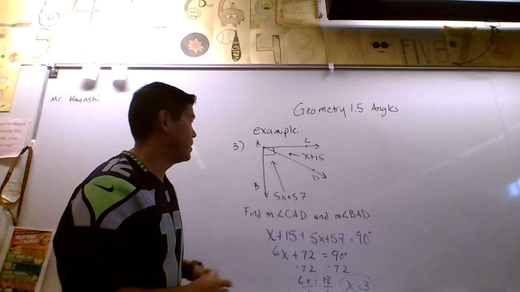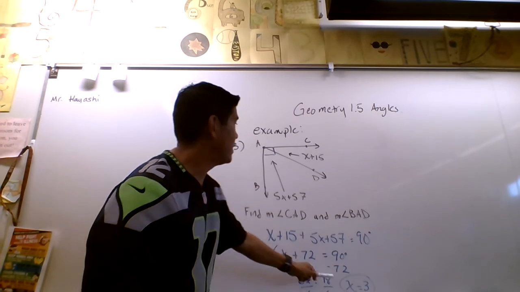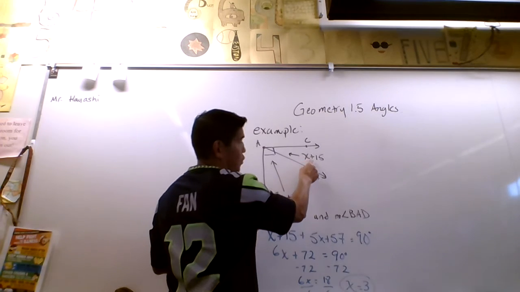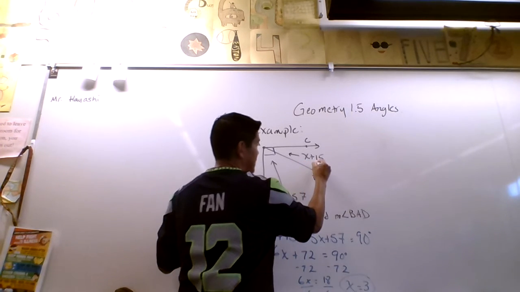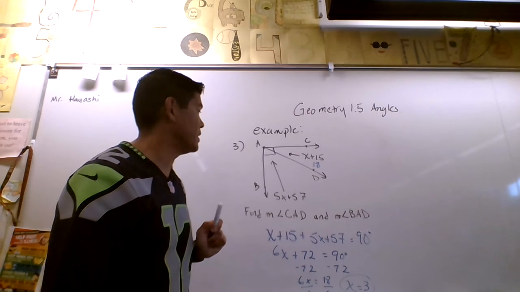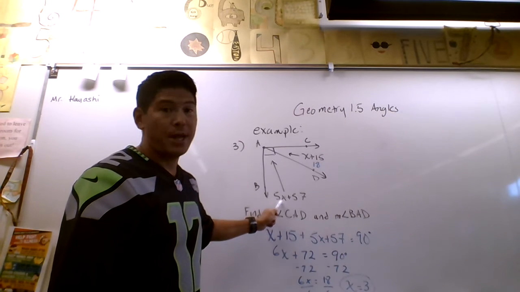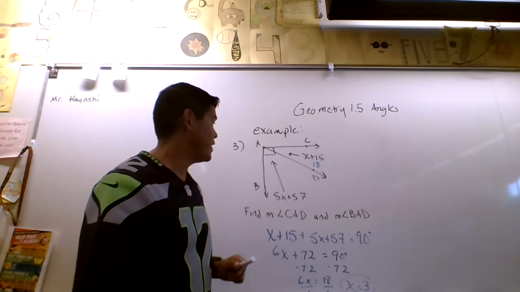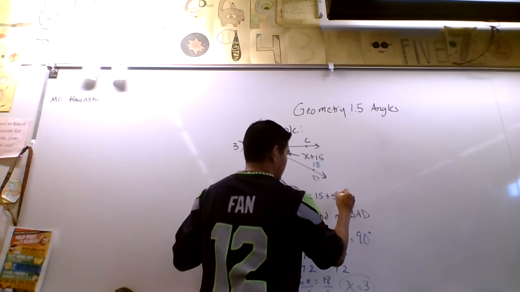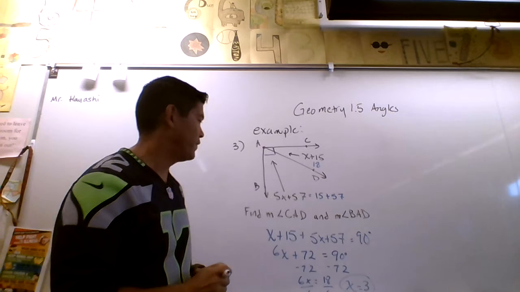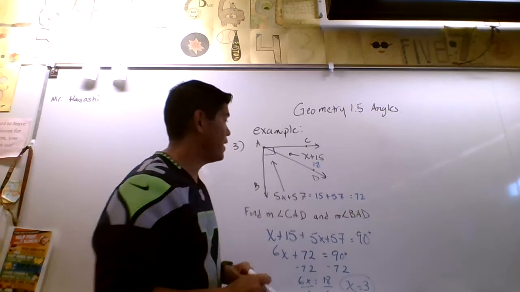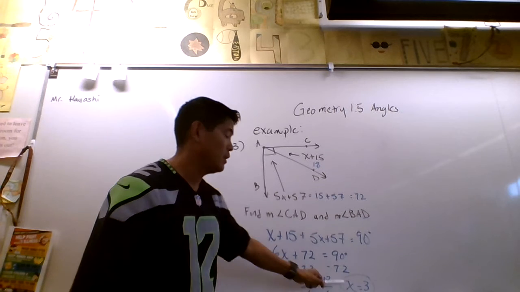Now we can find the measure of angle CAD by substituting in 3 for x into this expression. 3 plus 15 is 18. Now really there's two ways that you can find the measure of angle BAD. I could substitute 3 in here. 5 times 3, 15, plus 57. So 15 plus 57, 72.